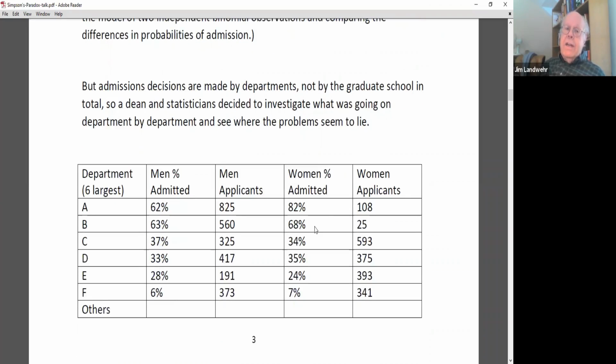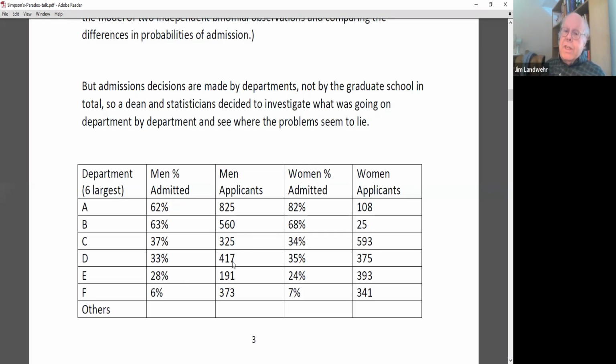And so here's the data for the 6 largest departments. It's not every department in the school, but the 6 largest departments. So let's look at what's going on here. Department A, 62% of the men were admitted, but 82% of the women were admitted. So it doesn't look like Department A is causing the problem. Department B, 63% of the men were admitted, but 68% of the women were admitted. So it doesn't look like Department B is causing the problem. Department C, 37% of the men, 34% of the women. A little bit higher men are admitted, but not a big difference.